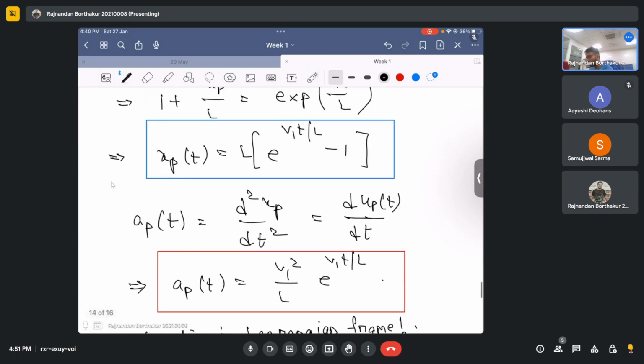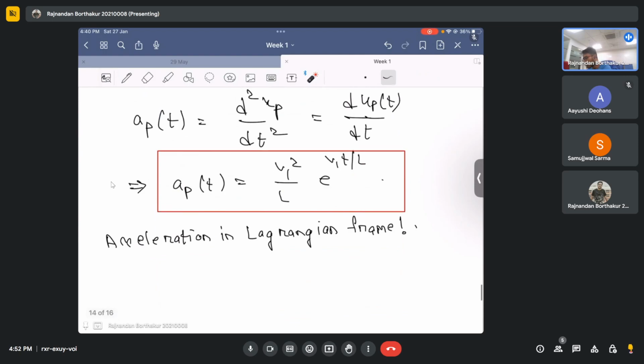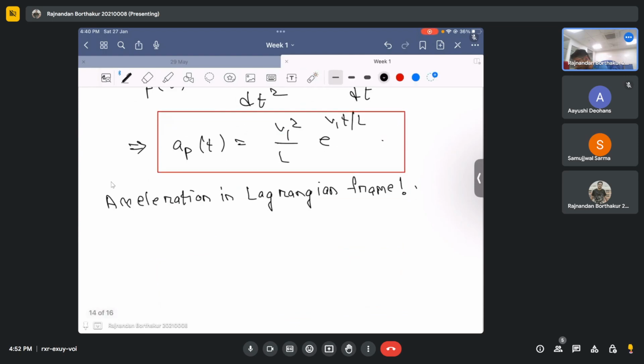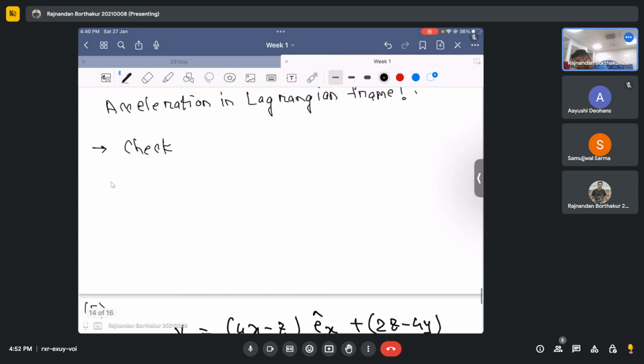So what I did is first I evaluated how x_p, the position of the particle, changes with time, and then in the Lagrangian system, the second derivative of position with respect to time will give you the acceleration. Okay, now for a test, or a check, we check two things.